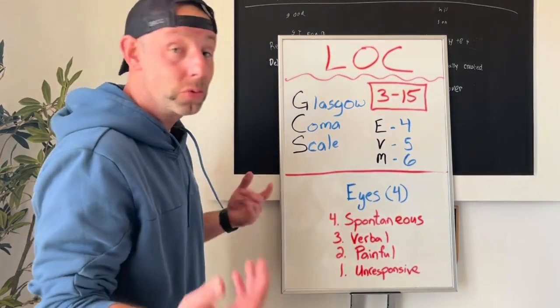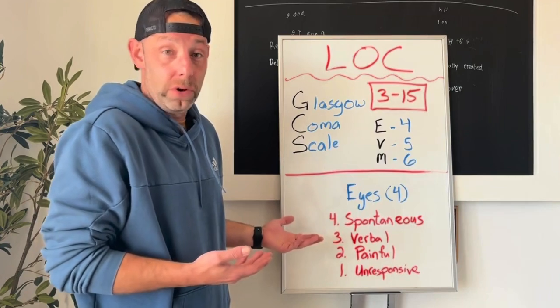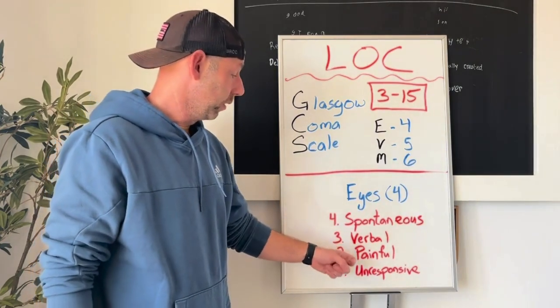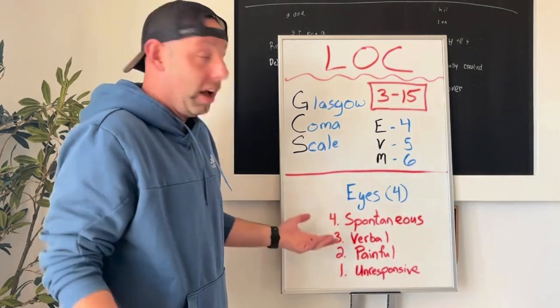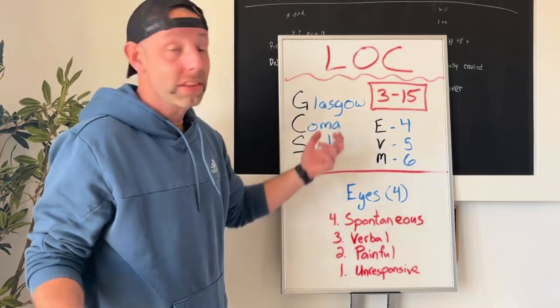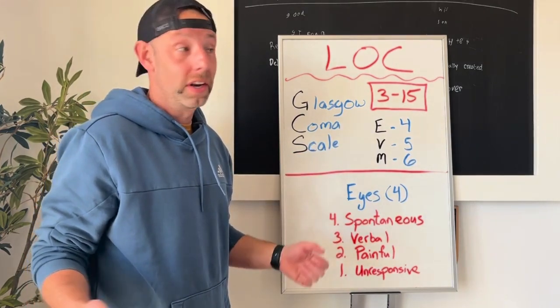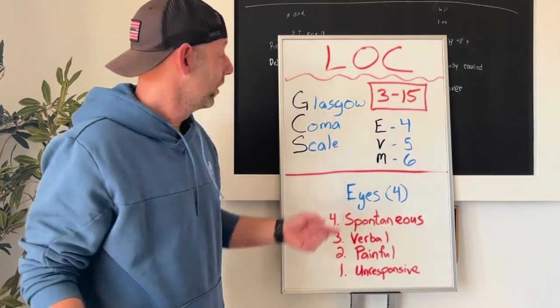For me, the easiest way to remember this is pretty much just AVPU, right? Alert, verbal, painful, and unresponsive. If I can do AVPU, I've already got the first section of the Glasgow Coma Scale done. Now all I've got to worry about and learn is verbal and motor.